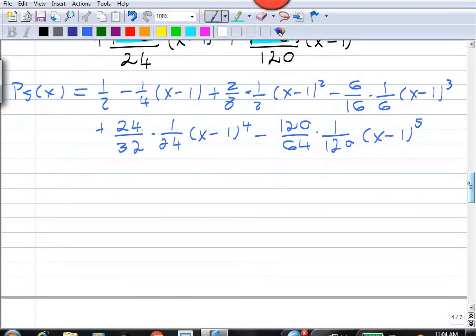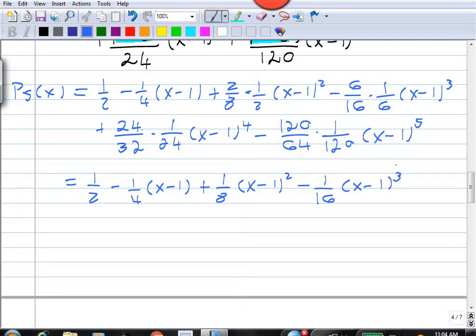And what comes out is, everything cancels out rather nicely in this example. 1/2 minus a quarter x minus 1 plus 1 over 8 x minus 1 squared minus 1 over 16 x minus 1 cubed plus 1 over 32 x minus 1 to the fourth minus 1 over 64 x minus 1 to the fifth. So there we've got the fifth Taylor polynomial for our function f about x equals 1.